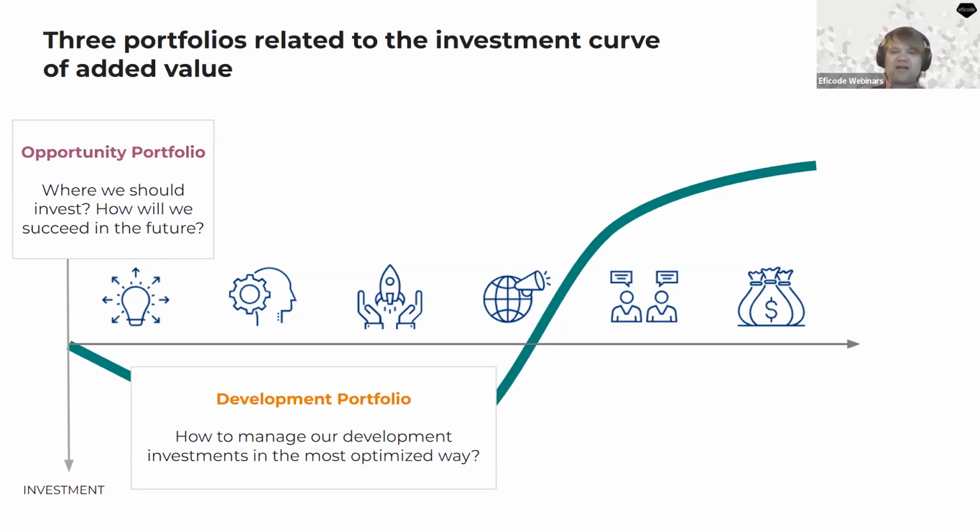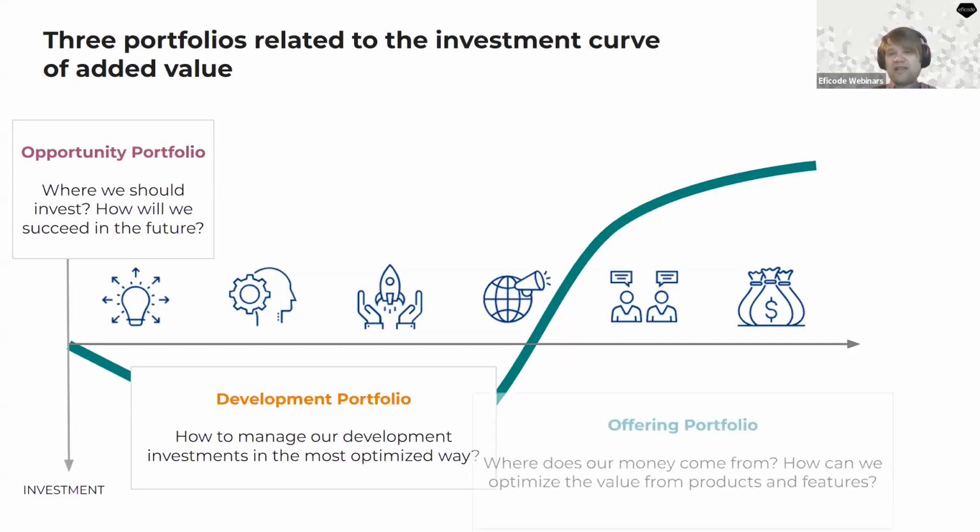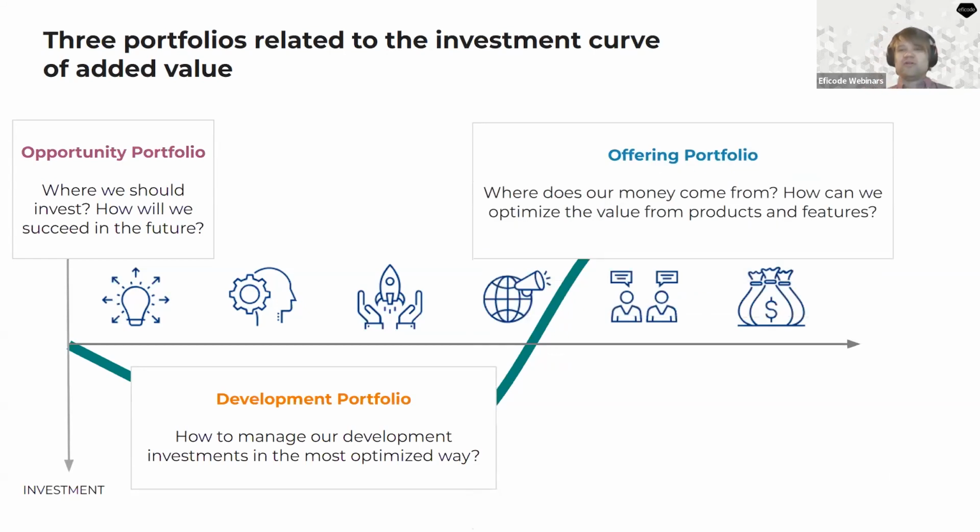And some might think, isn't that what the R&D or development departments do? And now I hope you remember what we discussed some time ago about commercial product development. The commercial product development should definitely be part of this development portfolio, because it has a high effect on how we get the full product out in the optimal way. And then the third one is the offering portfolio. That's what we just discussed: how can we optimize the value from our products and features?